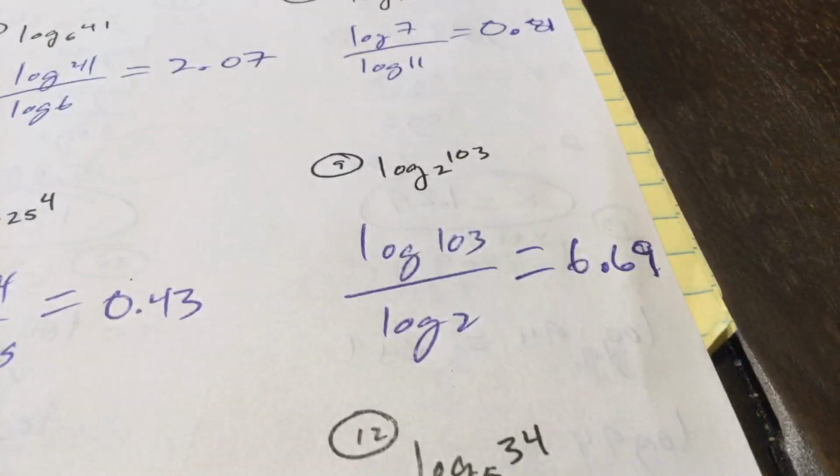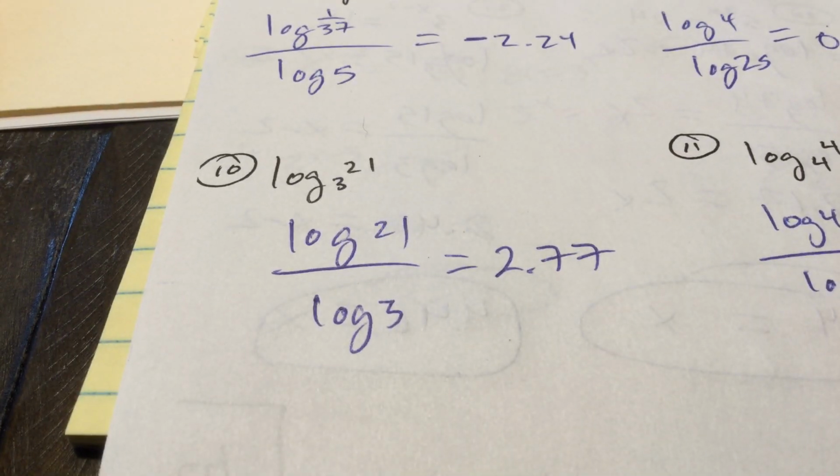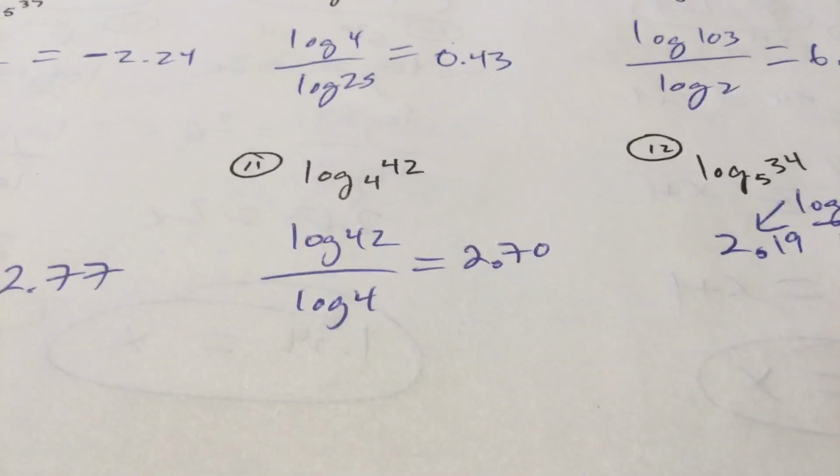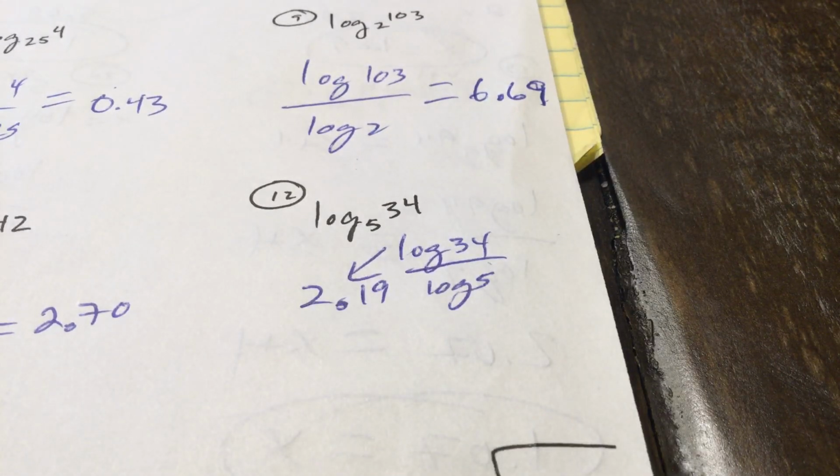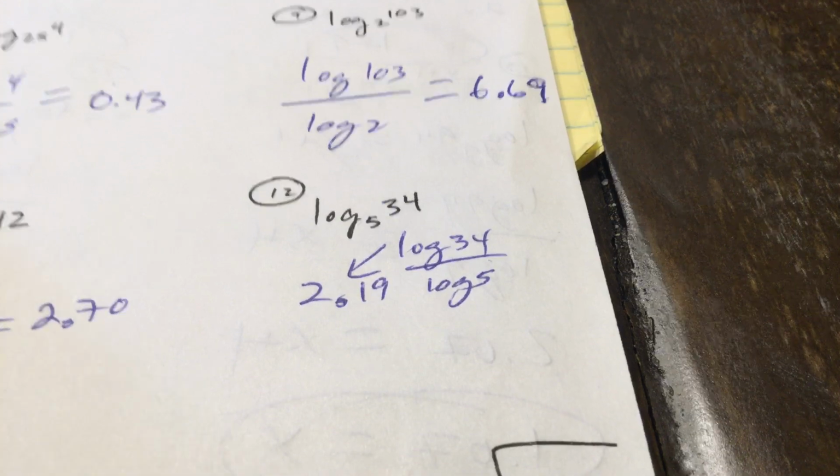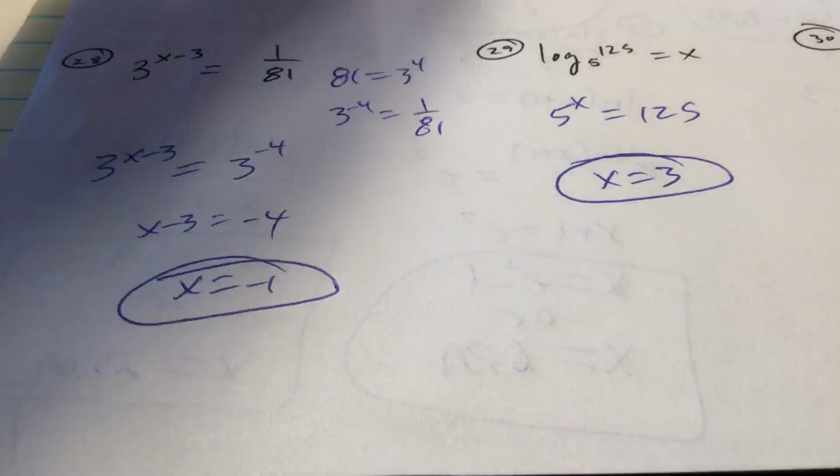Log 103 divided by log of 2, 6.69. Log of 21 divided by log of 3. Log of 42 divided by log of 4. And lastly, log of 34 divided by log of 5. There we go. Next page, folks.